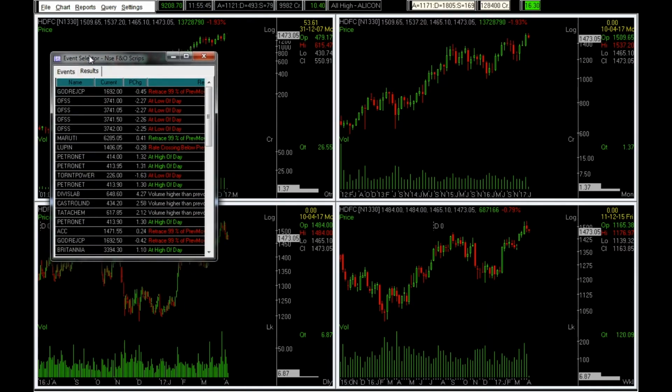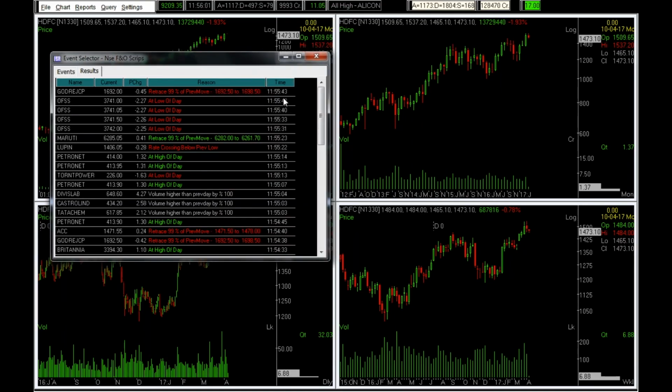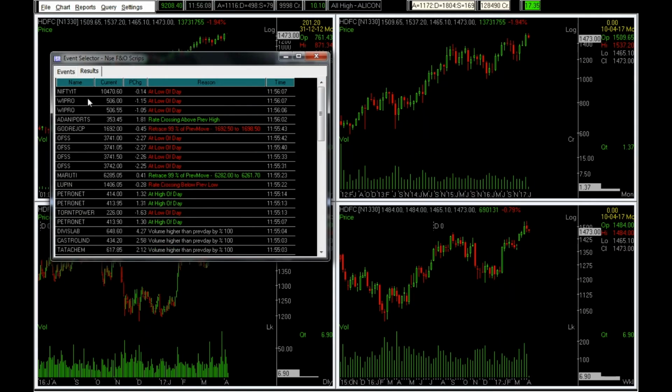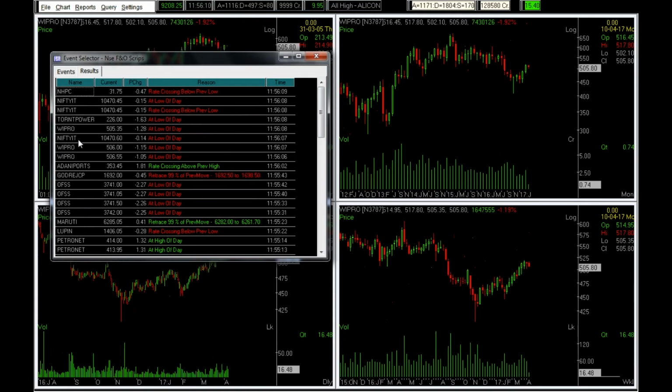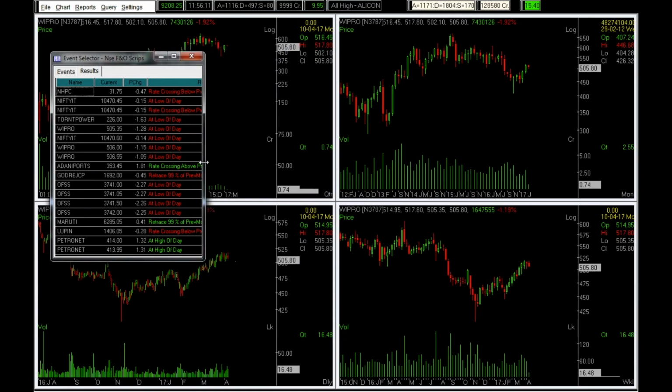This was the event selector, where within those 180, 190 odd FNO scripts and the events that you have selected, whenever they are satisfied, it will pop up and this will roll. You can see that the timer is given here. So right now as we spoke, Adani Ports rate crossing above previous high. Wipro is hitting low of the day. So let's quickly click on Wipro. All my charts become Wipro.